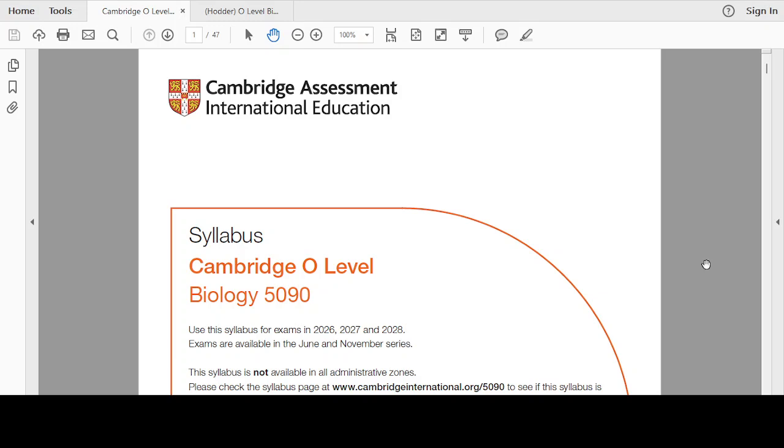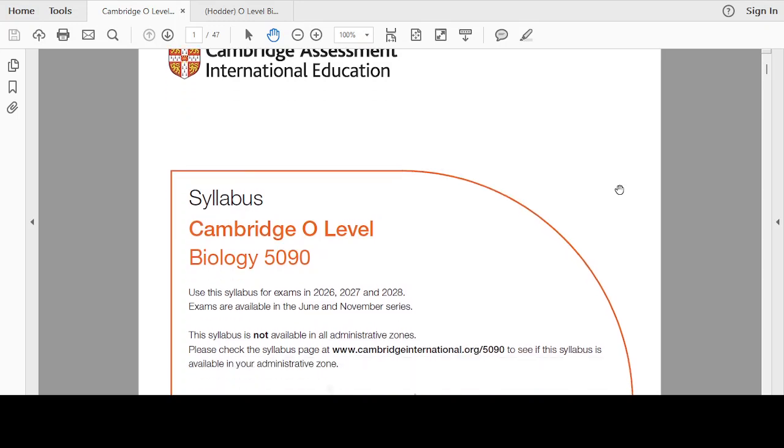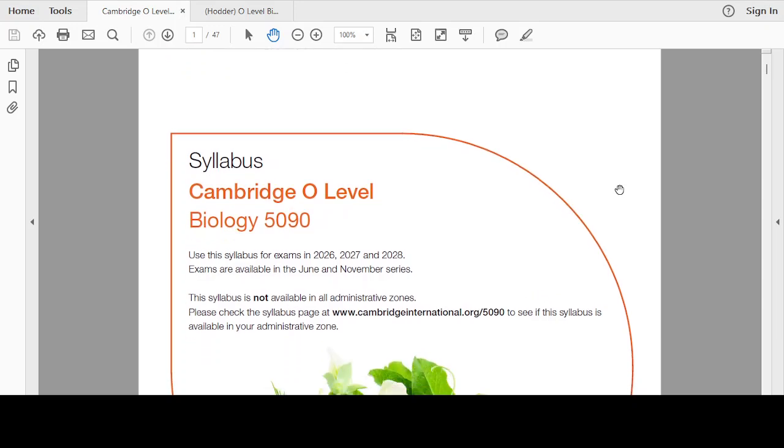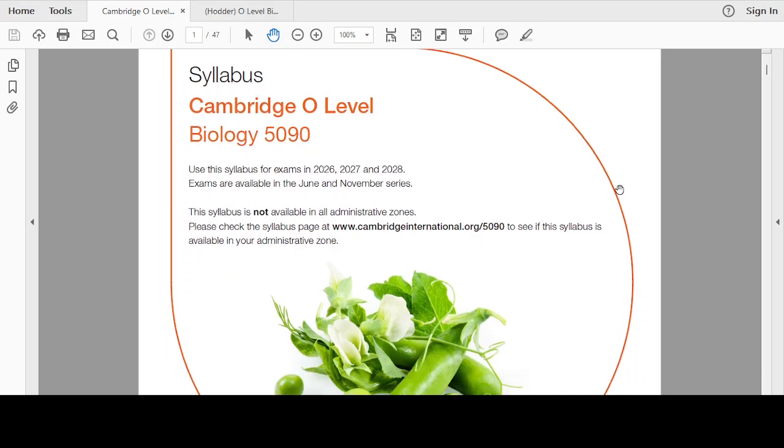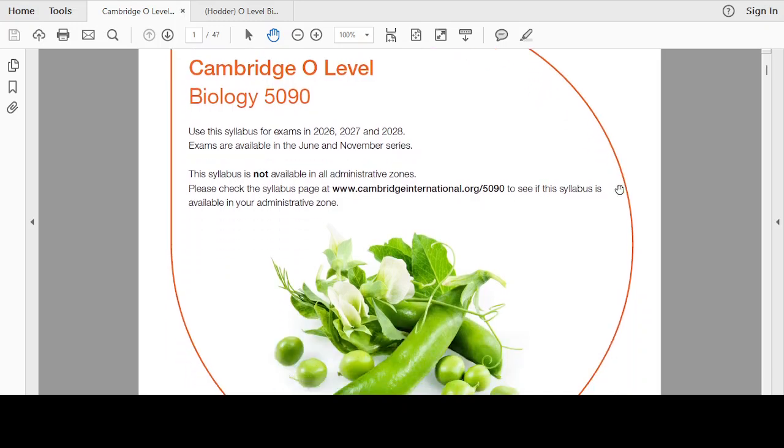So, with the very first class for Cambridge O Level Biology 5090, well, in fact, this one's for O Level and IGCSE, but because we only have a Cambridge student, that's why I have this particular syllabus open. First of all, you need to know your subject code. So it is Cambridge O Level and the code is 5090. So that is for Cambridge O Level Biology. So you need to know your subject codes.